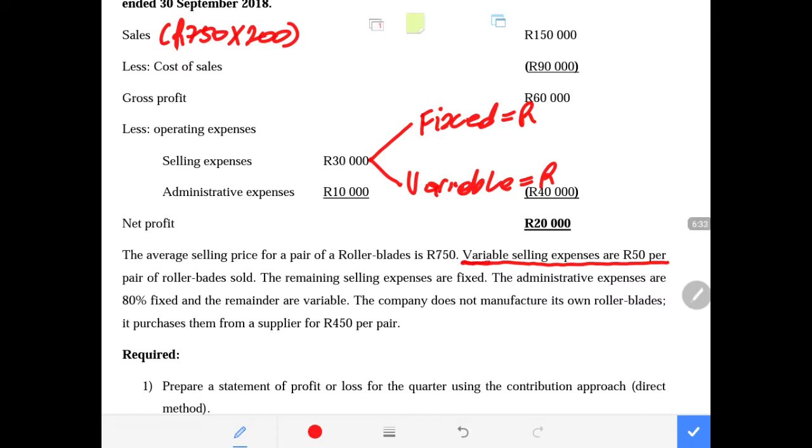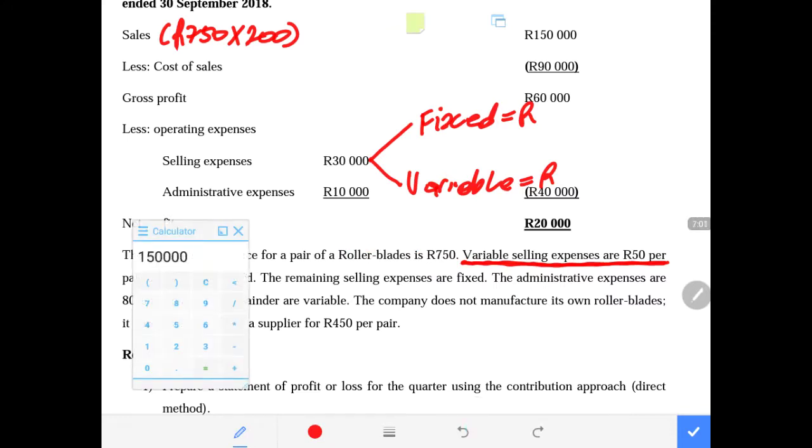It says the variable selling expense is 50 rand per pair of roller blades sold, meaning it is 50 rand for every unit that we sell. 50 rand will be a variable cost in terms of the selling expenses. So now the question is, how many units were sold? That's why it was crucial for us to calculate that 200 units were sold in this given period ending 30 September in the year 2018. So now 50 rand for every unit is a variable selling expense.